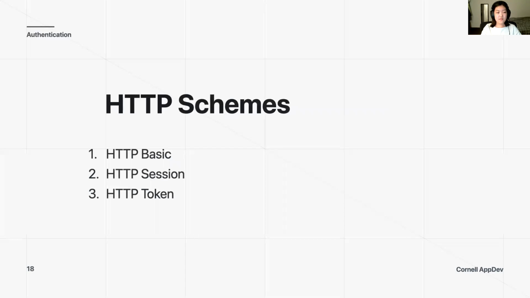So there are a couple of ways of authentication that we're going to talk about today. You can think of them as HTTP schemes, and there's basic, session, and token. Basic being sort of the most straightforward, but not necessarily the best, and session and token being better and actually pretty similar.